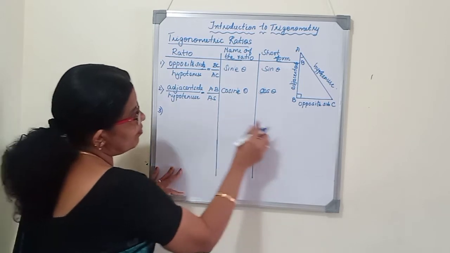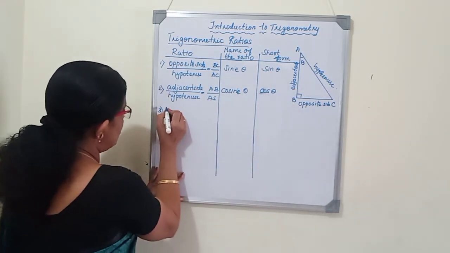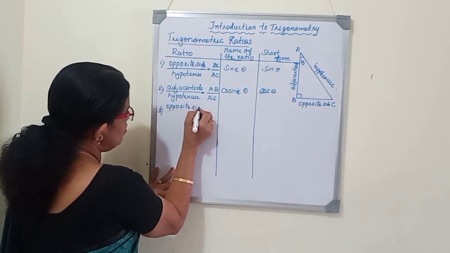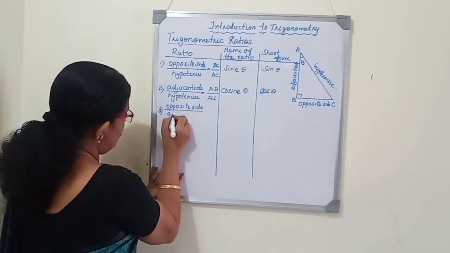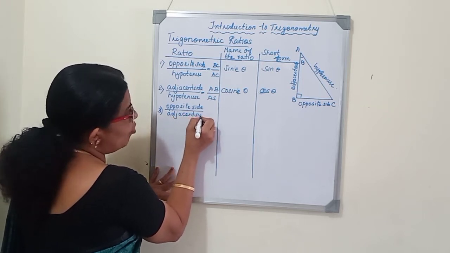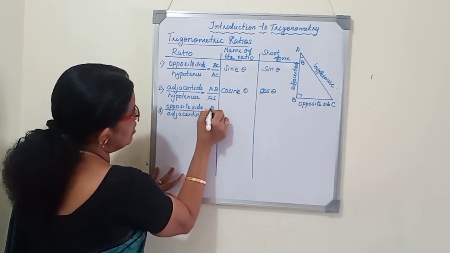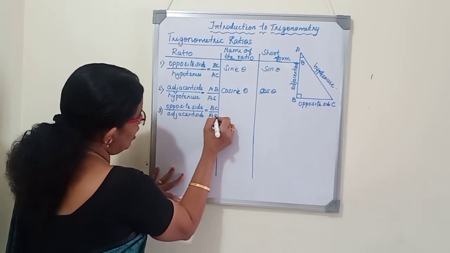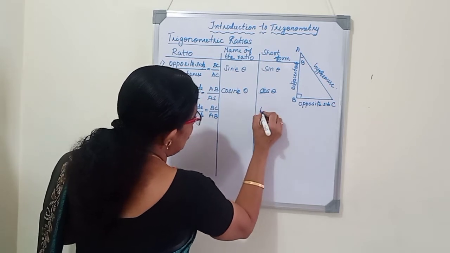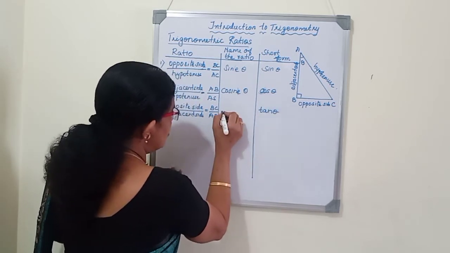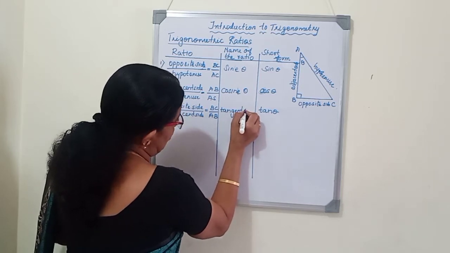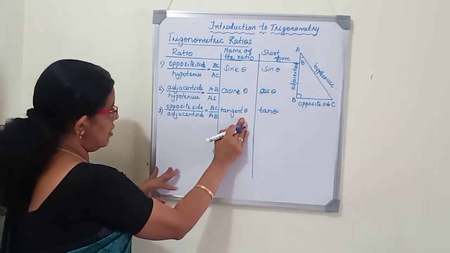The third one is opposite side by adjacent side. Opposite side is BC, adjacent side is AB, BC by AB. The short form is tan theta. Here the full name is tangent theta. It is not the tangent in the circle. Tan theta or tangent theta.